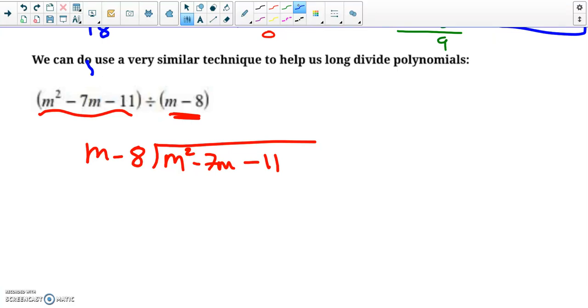We're going to ask ourselves a very similar question, but we're just going to concern ourselves with that first term there. We're going to say, how many times does m go into m squared? In other words, what do you multiply m by to get m squared? The answer is m. Okay? So then we're going to take this and multiply it by this. So m times m is m squared. But we also need to take the negative 8 and multiply it by the m.